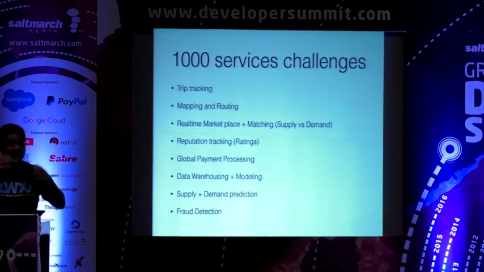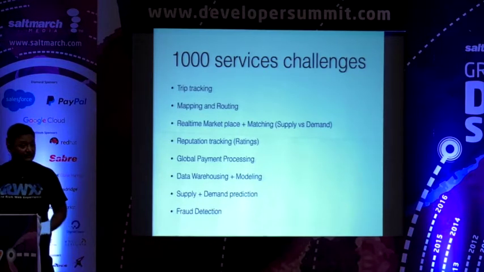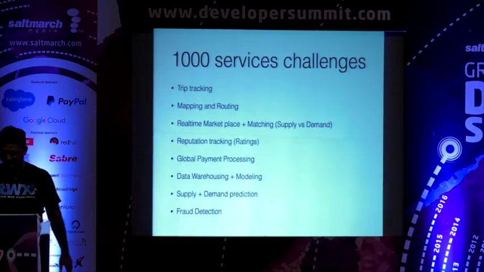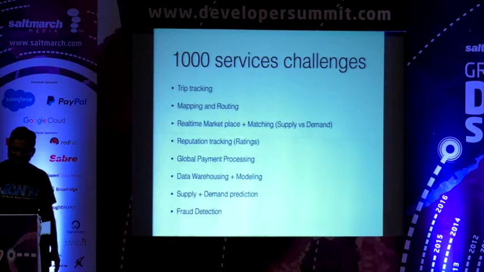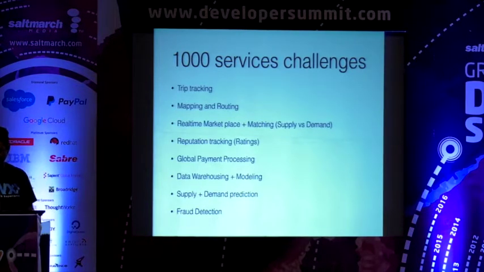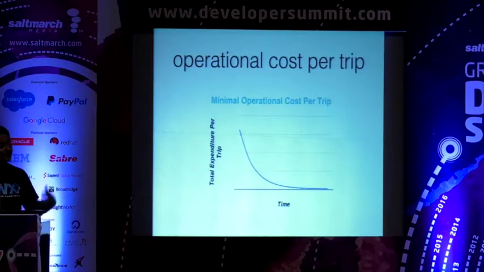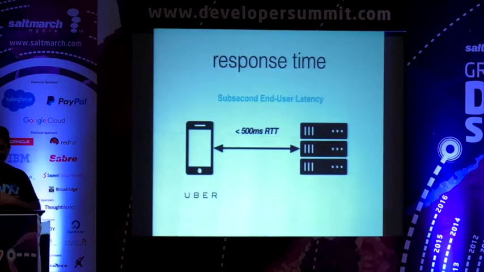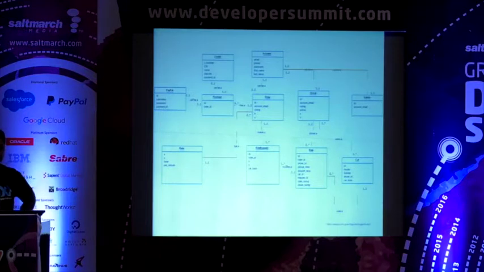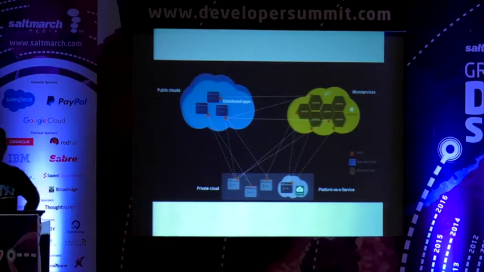Okay, so with that, they were able to create thousands of services. That's the beauty of it. They were able to build trip tracking, mapping, routing, all these algorithms. And they were able to support 99.9% availability as a whole. Operation cost went down, so they were able to reduce their operation cost, with less than 500 milliseconds response time, creating the domain model for themselves.